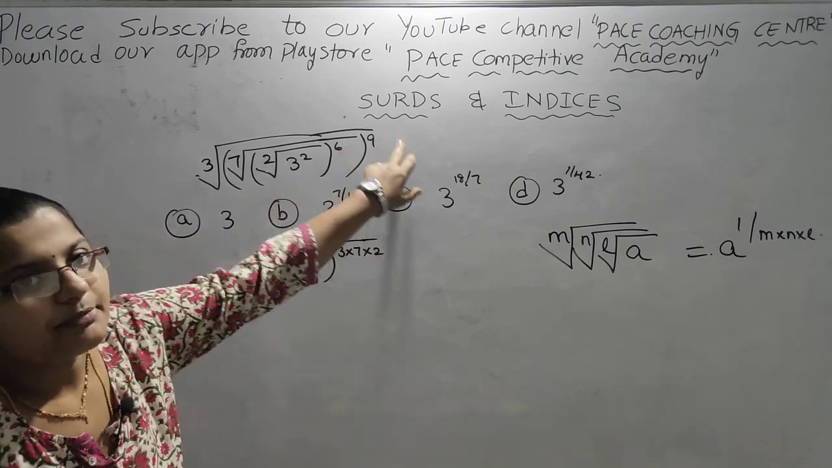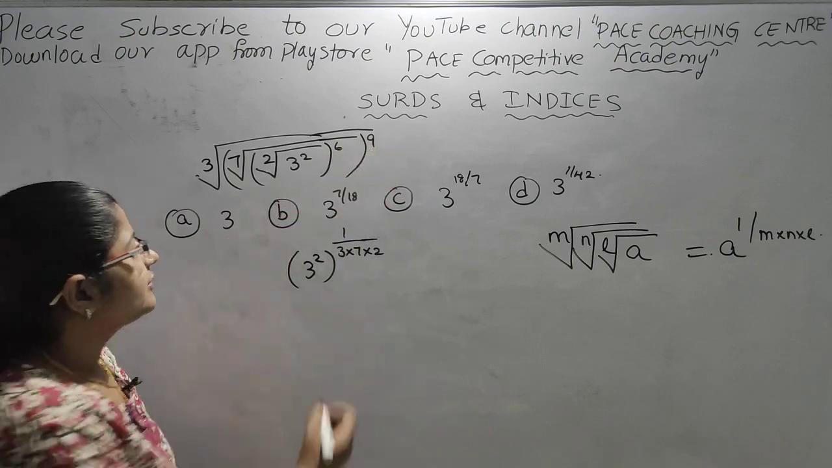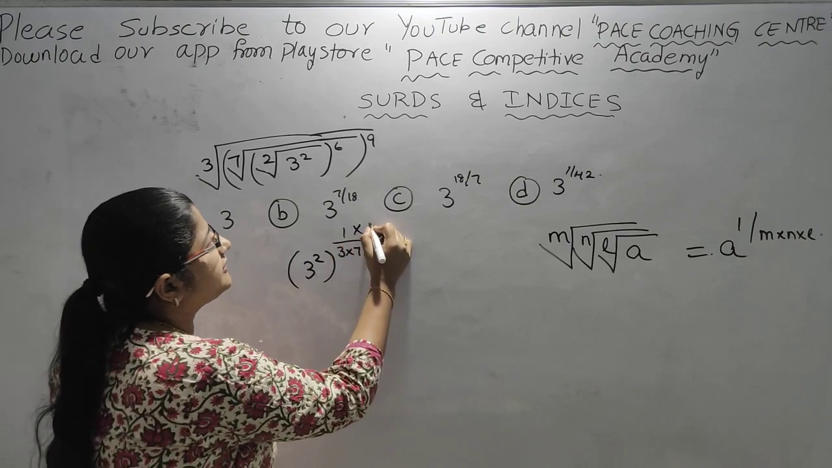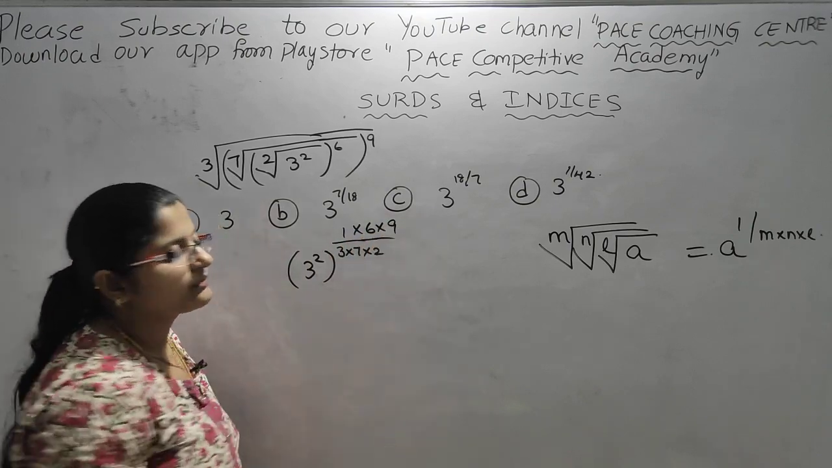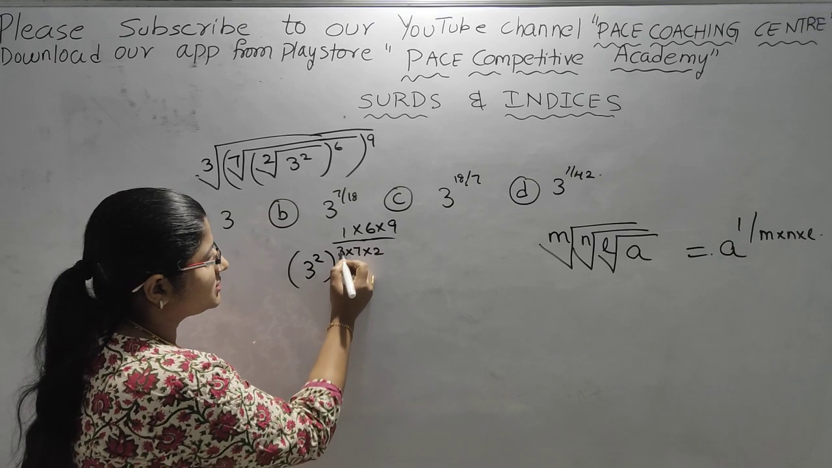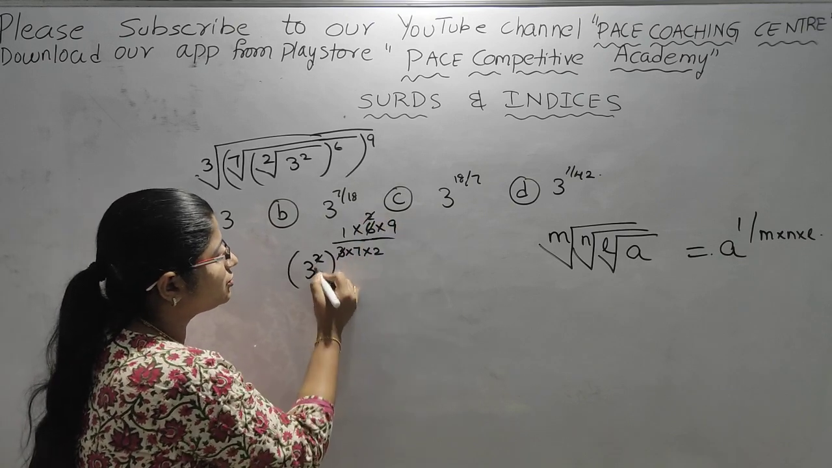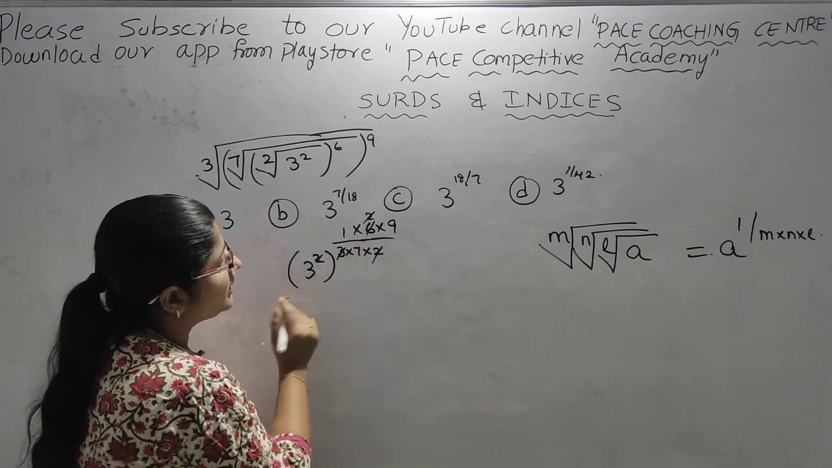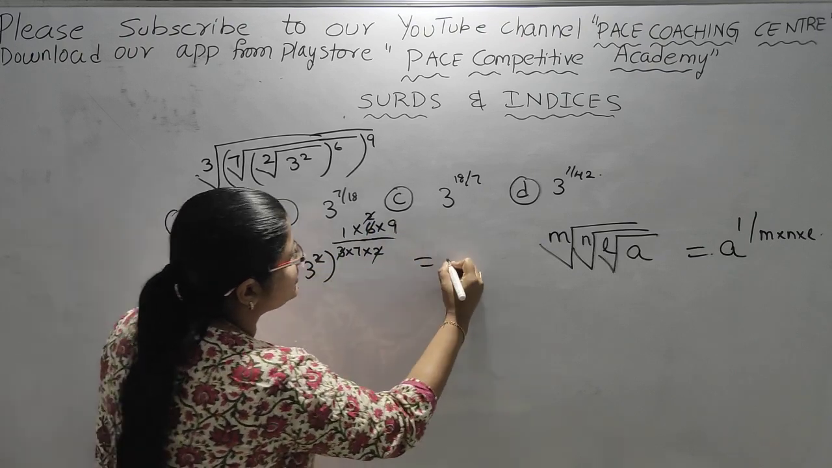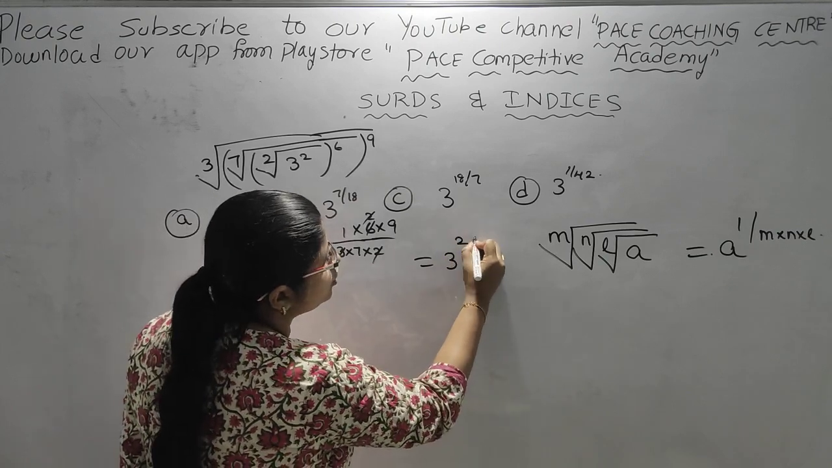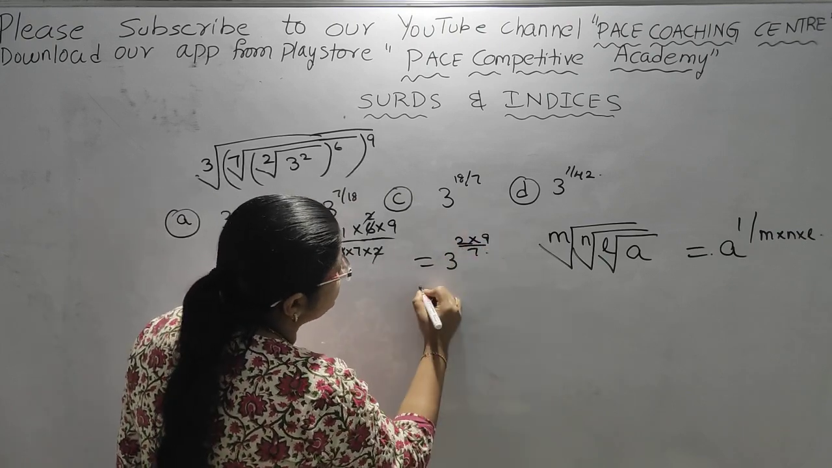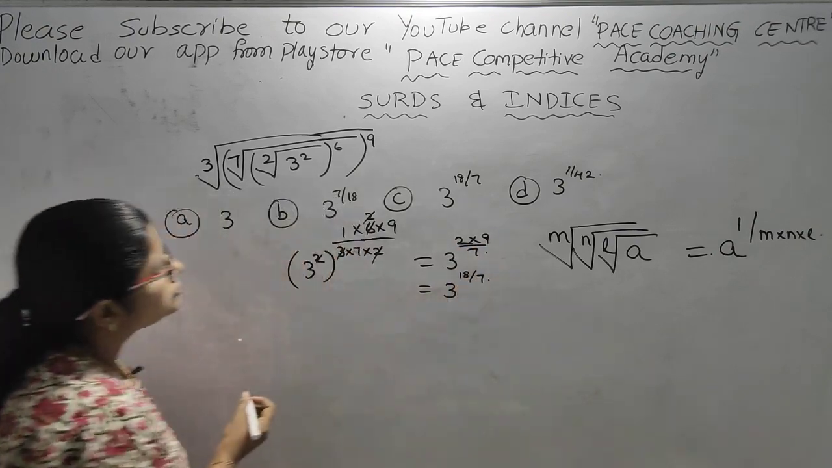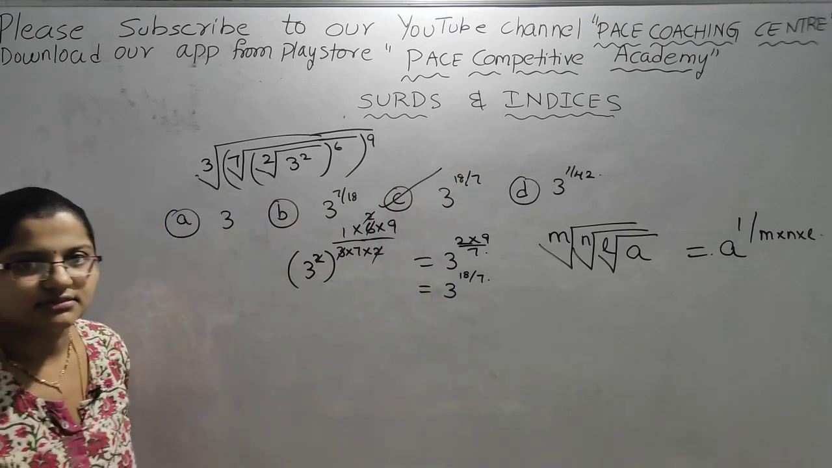Here, whatever power is present here, we need to multiply in the numerator part of the power, which is equal to 6 into 9. Okay. So let us solve this. 3 2s are 6, 2 gets cancelled, and you will be remained with 3 power 2 into 9 divided by 7, which is nothing but 9 2s are 18. 18 divided by 7. So option C is the answer.